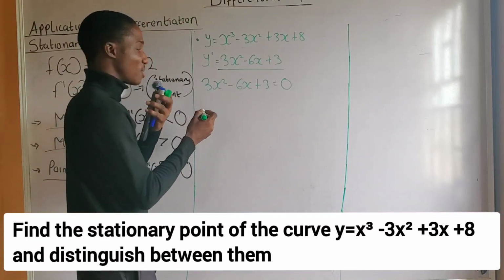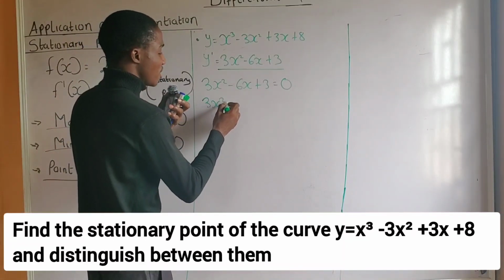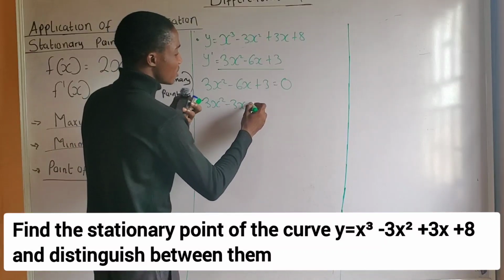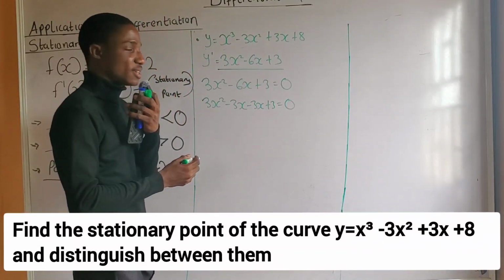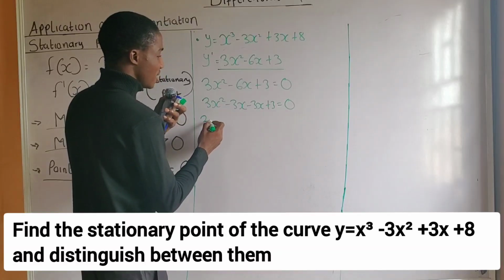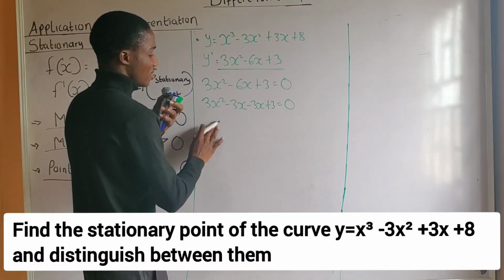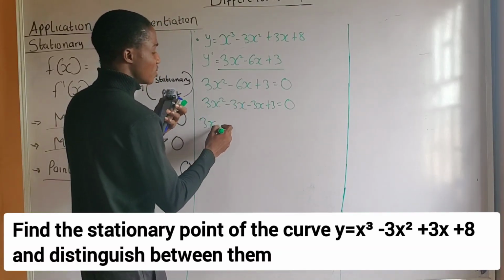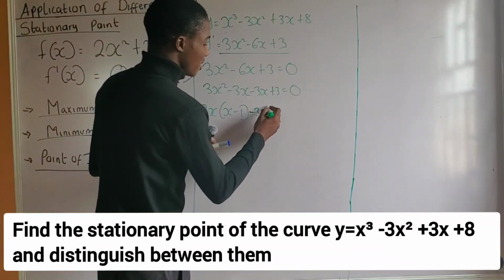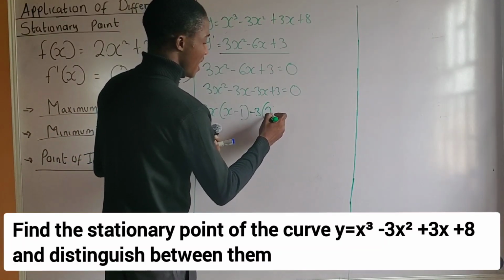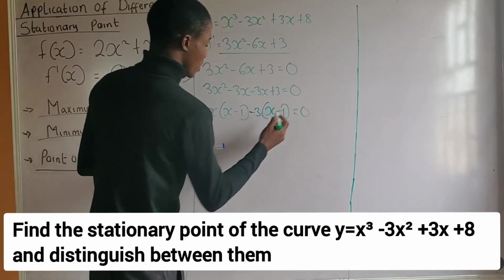Using factorization method, I'm going to have 3x squared minus 3x minus 3x plus 3 equals to 0. Are you getting it? Now, I'm going to have 3, okay, sorry. Okay, you can put it 3x into bracket x minus 1. Are you getting it? Minus 3 into bracket x minus 1. This will be equals to 0, okay?